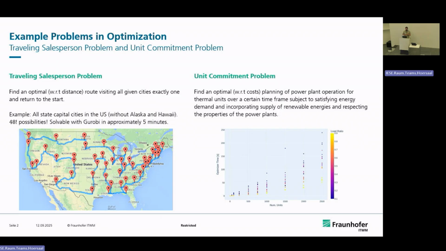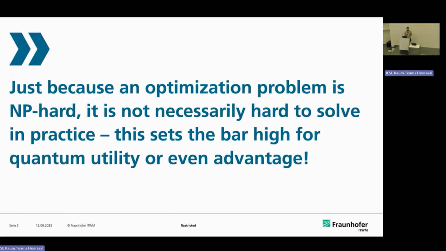So you can also solve this quite fast. And this means, of course, just because an optimization problem, and this is my take on it, is NP-hard complexity-wise, and both of these problems are famous NP-hard problems, it's not necessarily hard to solve in practice with your state-of-the-art commercial solver or your state-of-the-art special purpose algorithm. So to even achieve quantum utility or quantum advantage with D-Wave, with QUBOs, with IBM, the bar is really set high.